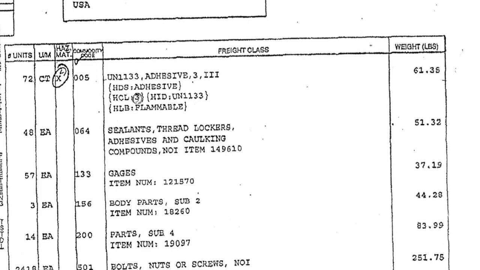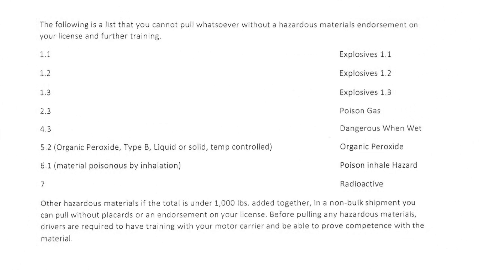So let's take a look at this one. UN 1133, adhesive, 3, Roman numeral 3. Using what you've learned so far, can we haul this particular load without a hazmat endorsement and without placards? Remember, use this sheet, which helps you decide if placards are required to answer this question. Hopefully you said yes, you can haul this without endorsement, and you don't need placards on the shipment.